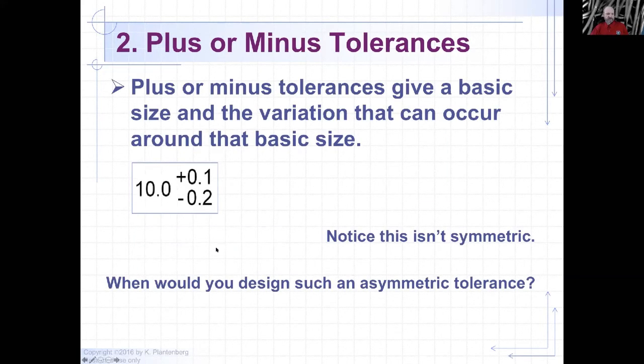Okay, the lower one's on the left. Okay. And then you can do plus or minus values as indicated here. Notice that they're not symmetric, right? You got a plus 0.1 or a minus 0.2. Now, this might seem weird, right? You're targeting 10, okay? But you can go a little bigger, or you can go a lot smaller, all right? So think about when you might want to do an asymmetric tolerance such as this, right? Does anybody think of a reason why you'd want to do that? Any ideas?